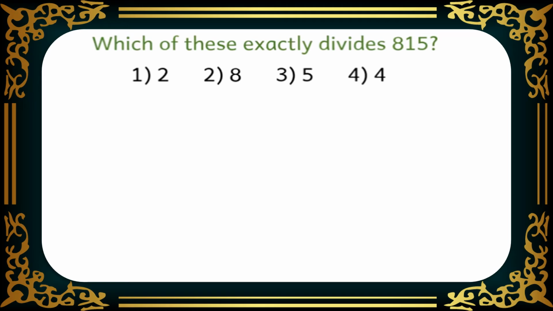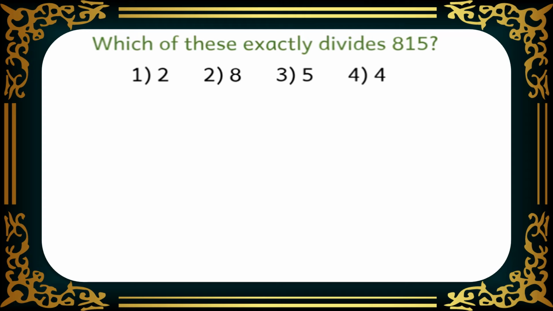So 815, you will look at the last digit. Okay, very simple trick that you can do is look at the last digit. If you see 5, what clicks in your mind? The test of divisibility for 5, right? सिर्फ एक ही नंबर ऐसा है जहां पर 5 के बारे में मेंशन किया था, वो था 5. So I have 4 options given to me, 2, 8, 5 and 4.